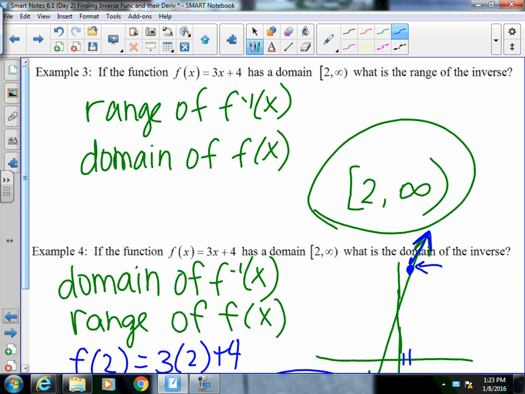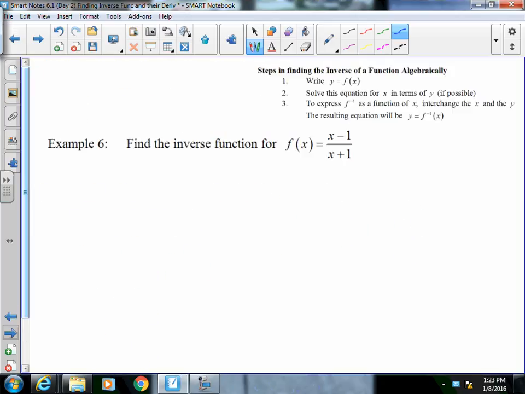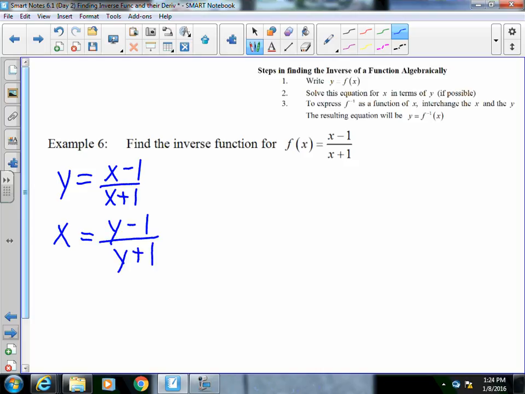Let's try another one. Same idea. This one's a little bit trickier. We know y is x minus 1 over x plus 1. If I switch my x's and my y's, just pick one x to switch. You got to make all of your x's into y's and all of your y's into x's.